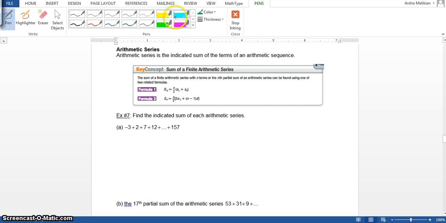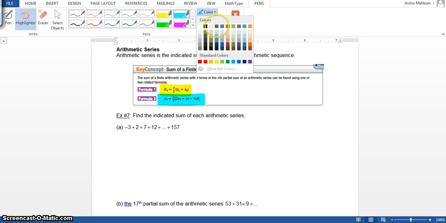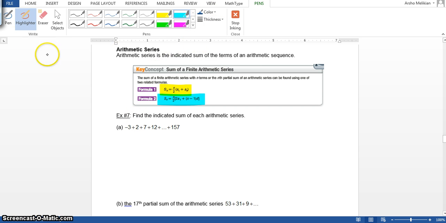There are two formulas that we're going to be using today. One is this, and the second formula is this. Okay? So let's take a look at the first one. Can they just be used interchangeably? Yes and no. You'll see.